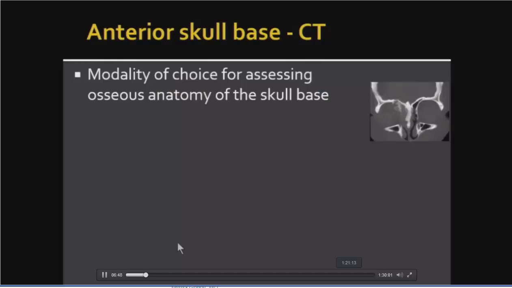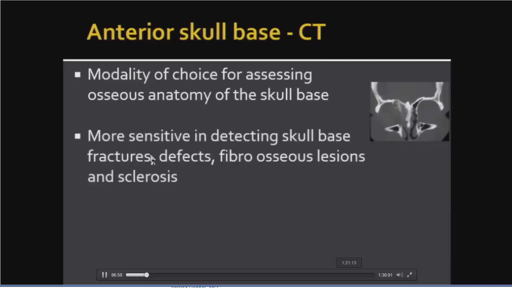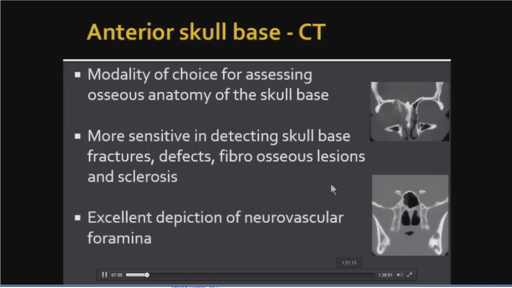Now you have two choices. You have CT and MRI for skull-base imaging, and I would say both are complementary. They provide different types of information. CT is essentially used for assessing the osseous anatomy, so it's very good for detecting fractures, defects in the bone, the presence of lesions which look like they have a fibrous or an osseous component, and to look for sclerosis. CT also is good for looking at the neurovascular foramina such as the foramen rotundum, but you cannot directly demonstrate the nerve itself on CT. It's only an indirect sign.